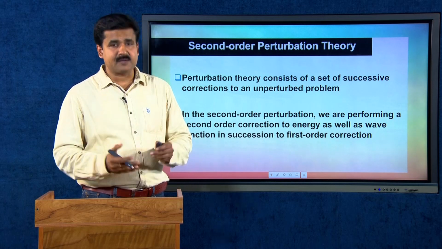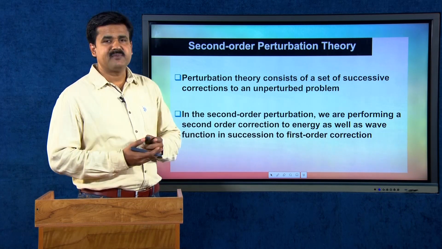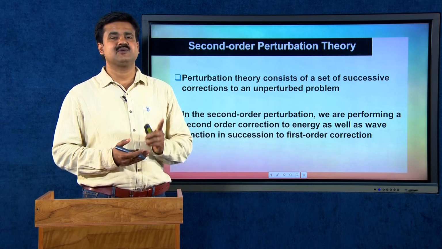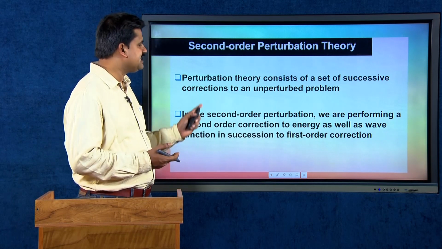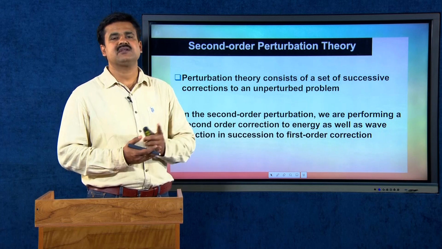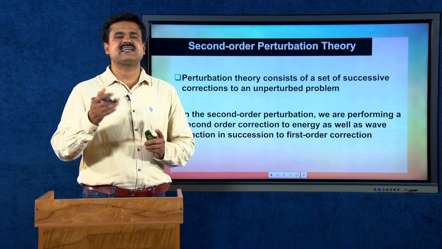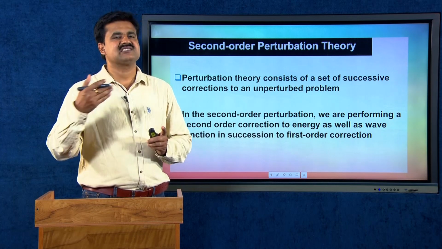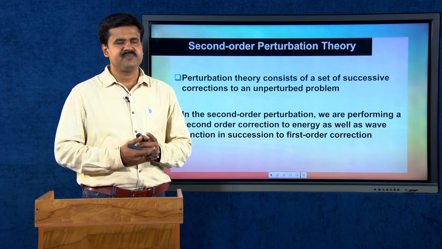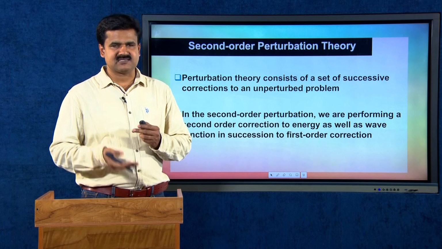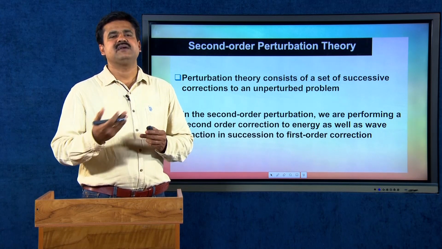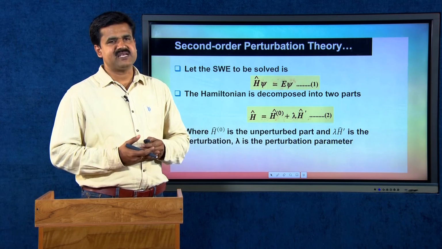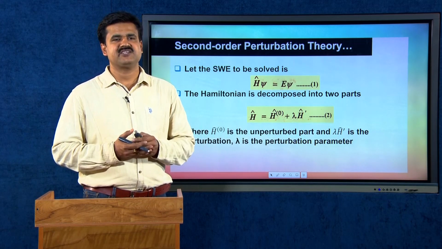In the second order perturbation, we are performing a second order correction to energy as well as wave function in succession to the first order correction. That is, in a second order correction, we have to consider the first order correction as well as the second order correction. Then we will get a more accurate result after the perturbation treatment. Now, we have to begin the second order perturbation theory.